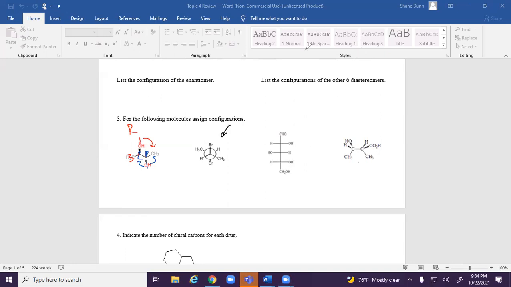If you have to do configurations on these things, you have to draw them out. It will look like a methyl coming off. So we have a methyl group, and then we have bromine going straight up. Then we have the carbon going like that, and then we have one going in the back. And since we have bromine going straight down, like that.